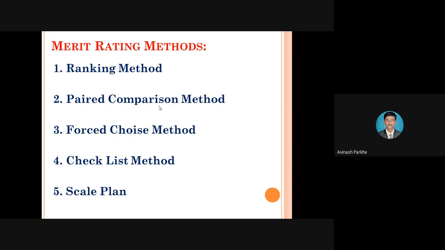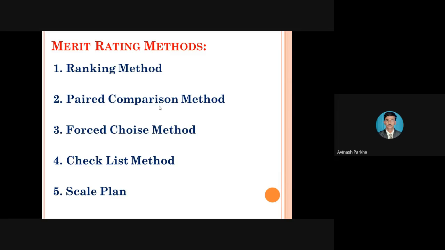So these 5 methods we also have to keep in mind, because based on these methods, MCQ questions will be there. "Following methods are the merit rating methods." The 4 options will be given. In those 4 options, some job evaluation methods are also there, some merit rating methods are also there. So don't get confused in that.